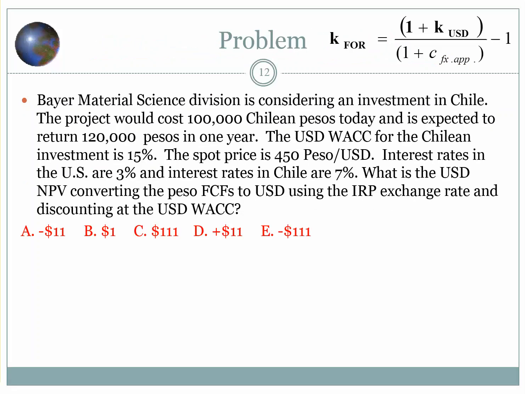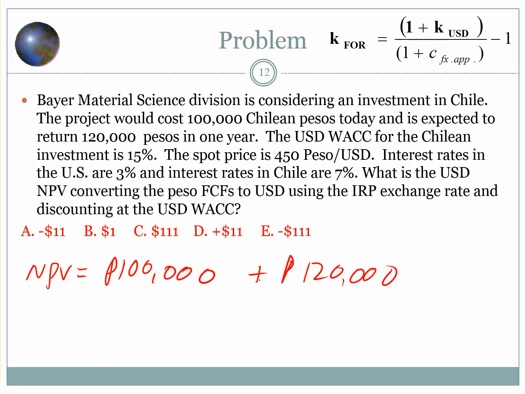Here's an example: Bayer Material Science Division is considering an investment in Chile. The investment will cost 100,000 pesos today and is expected to return 120,000 pesos in 1 year. The WACC for the project, or the discount rate, is 15%, so I'm going to use 15%. The spot price of the peso is 450 pesos per dollar. Interest rates in the US are 3%, and in Chile 7%.